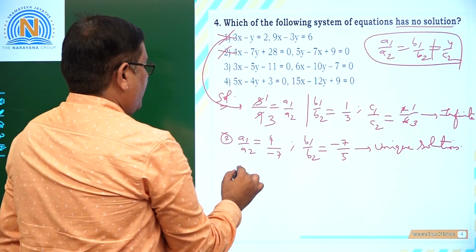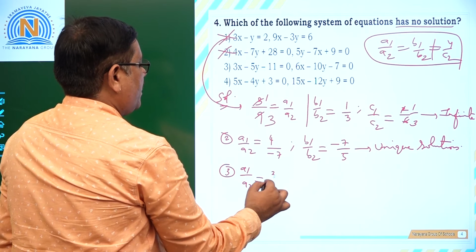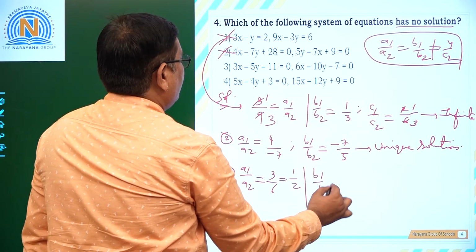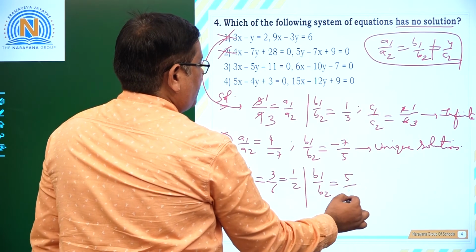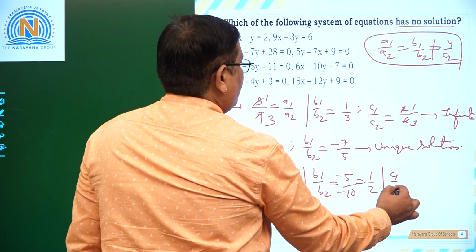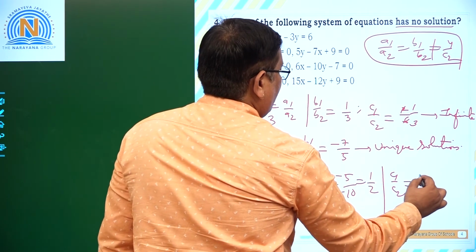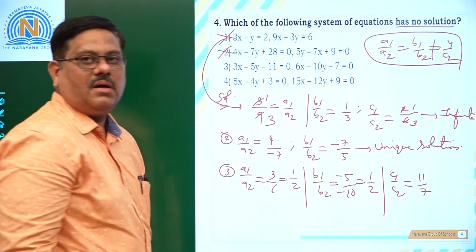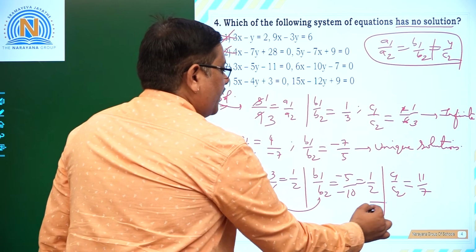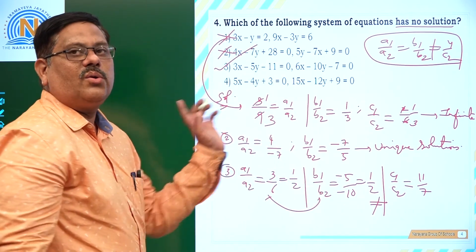Third one, you see, a1 by a2 is 3 by 6, that is 1 by 2. Next, b1 by b2, that is 5 by 10, minus of course cancels, that is also 1 by 2. Next, c1 by c2 is, how much is that? Minus 11 upon minus 7, let us cancel the minus, that is 11 upon 7. So what do you have now? a1 by a2 is b1 by b2, which is not equal to c1 by c2. Means definitely this is representing a system with no solution.